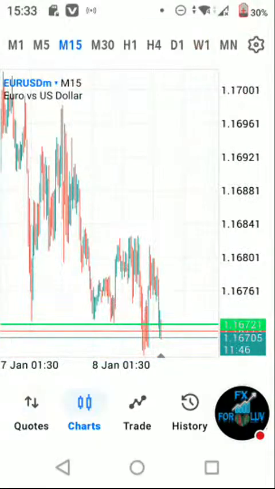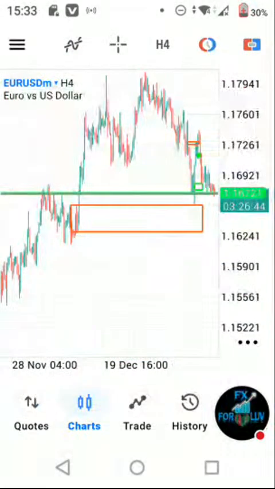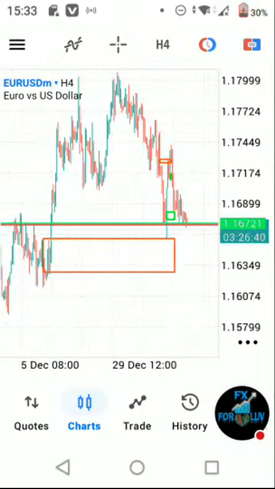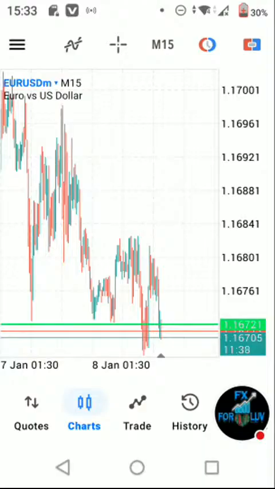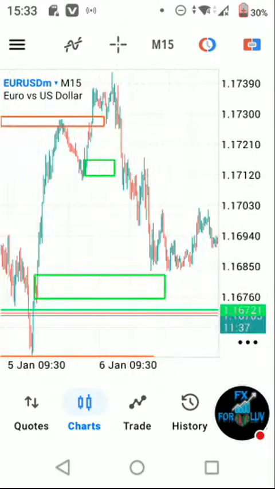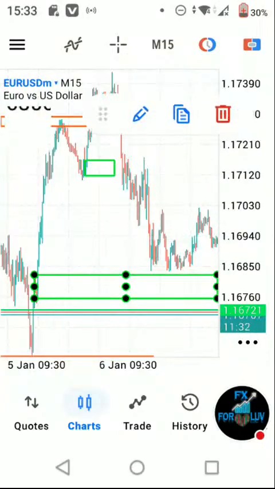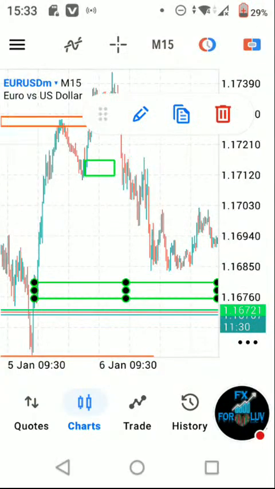Euro USD, wow, beautiful. Let's see what happened. Look at this. Demand zone, price reacted to the demand zone. Price came and tapped into our flip zone. That's the beauty. Price came and tapped into our flip zone.